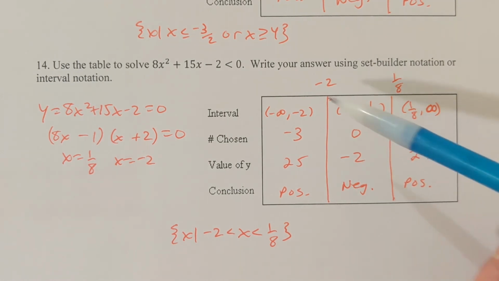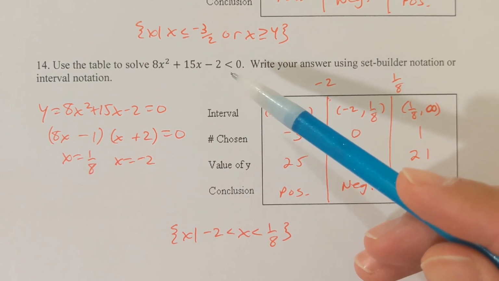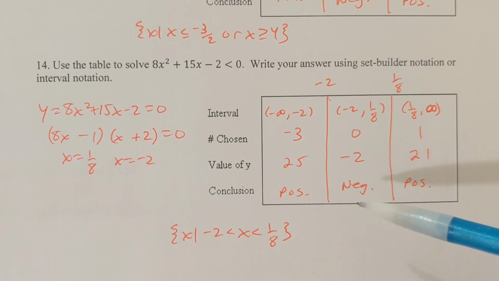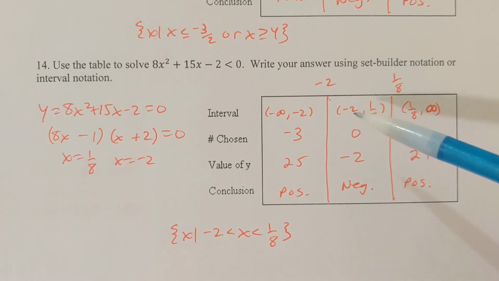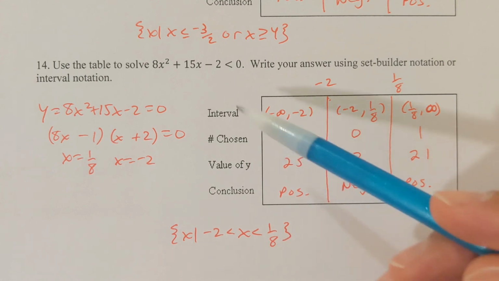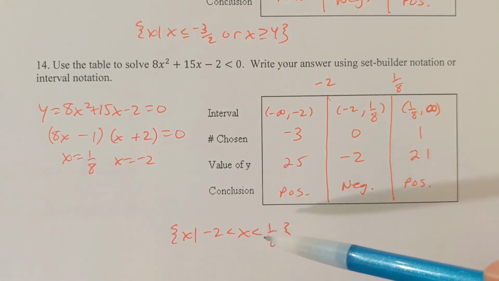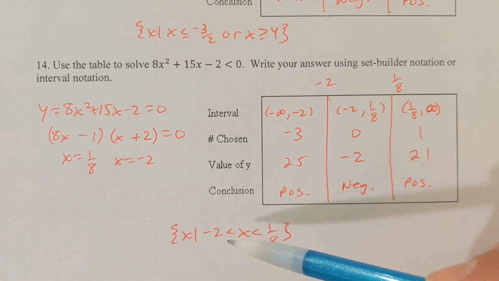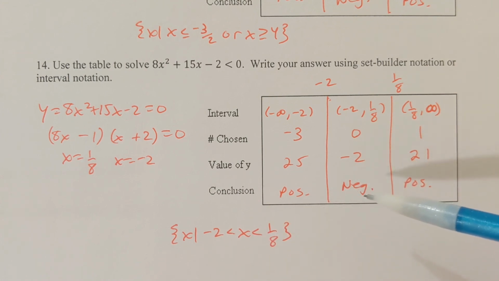Now I'm going to look back at the original inequality and notice how I've got an expression that's less than 0. So I want the negative column represented. The negative column means I want the numbers that are between negative 2 and 1/8. I'm strictly less than 0, not less than or equal to, so I don't include the equal signs in my answer. The set of all x such that x is greater than negative 2 and less than 1/8 is the answer.